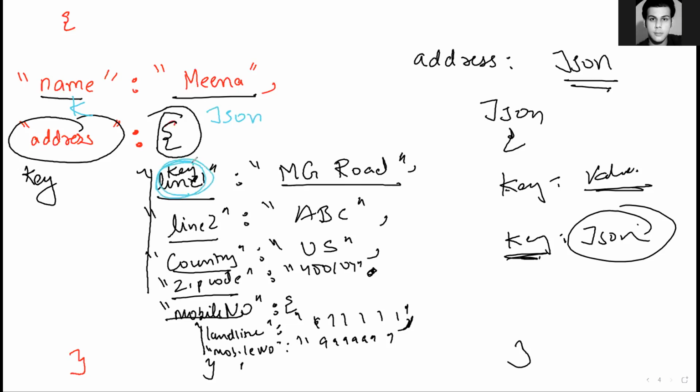So that's why we have started. This becomes a key. Mobile number is also a key, which is storing another JSON now. Okay, understood. And line is becoming the key. Mobile number is also the key. So this way the nesting is going to keep on continuing. Whatever you want, you can get it done.